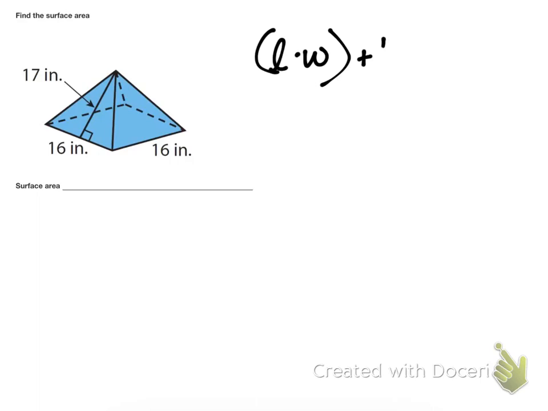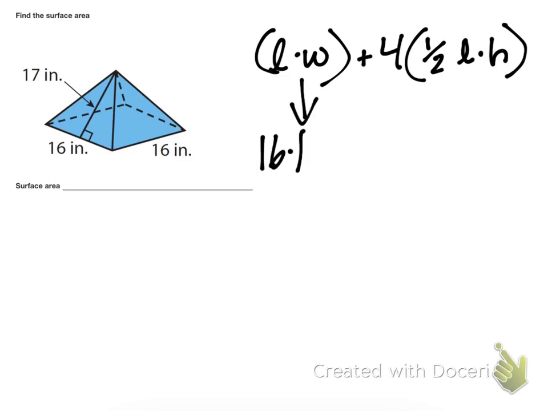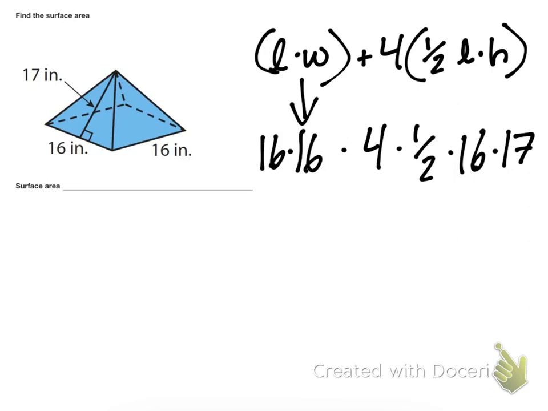That means that I can add 4 times. And we know that when we see a triangle, 1/2, and then we know it is length times height. So let's fill this in. Length times width, 16 times 16. It's a square, so we don't need to do half. Then we've got times 4. Then we've got times half. We know our length already is 16, and we know our height is 17. Look at all of this addition and multiplication.